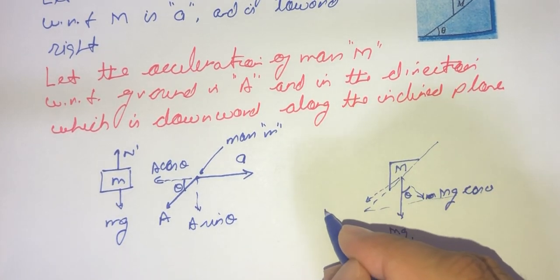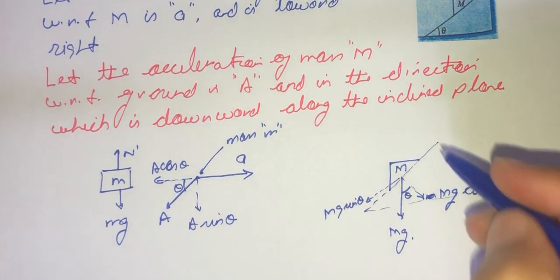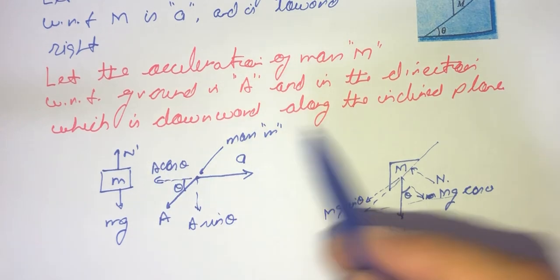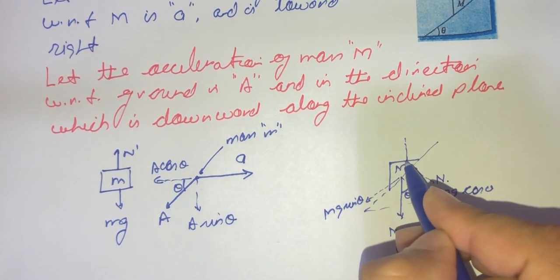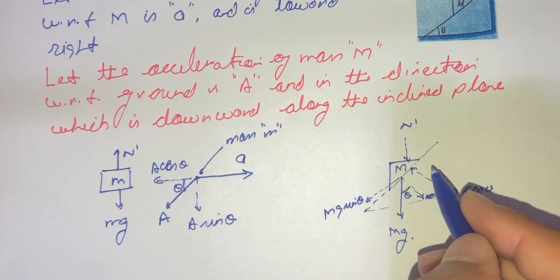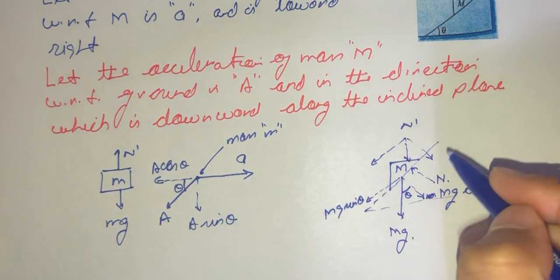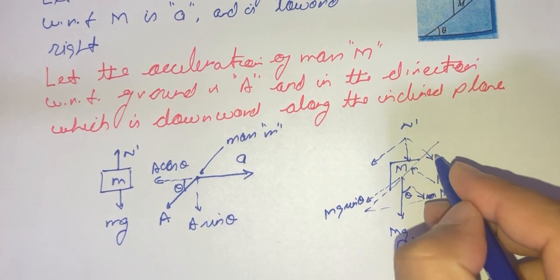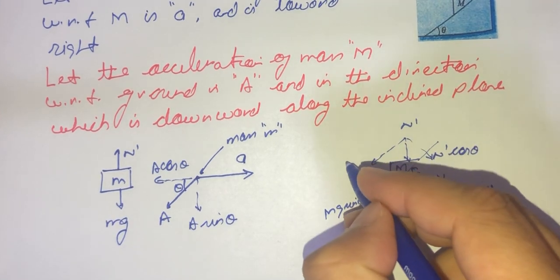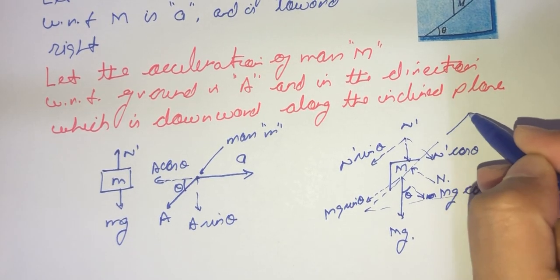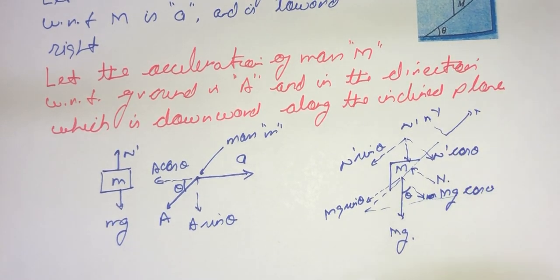And there will be a normal, let us say this normal is n, and there will be a normal because of this small mass m, acting in the downward direction. Let us call this n prime, and this n prime can be divided into two components: n prime cos theta and n prime sin theta. We say this is our x-axis and this is our y-axis. So this completes more or less the diagrams.